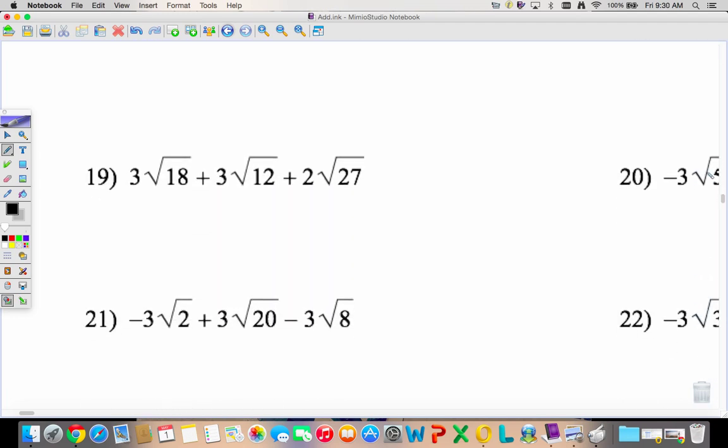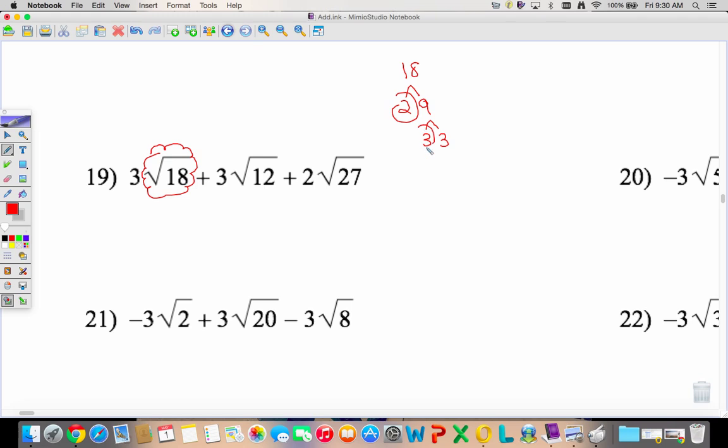Alright, next one I'll do is number 19. Don't let it overwhelm you. I know you see a lot of different numbers in the square root, but we're going to break it down and do it piece by piece. So now is the time to have good colors. I'm going to do the square root of 18 first, because none of these are the same. I can't combine anything. I have to break it down. So 18 is going to be my first number.